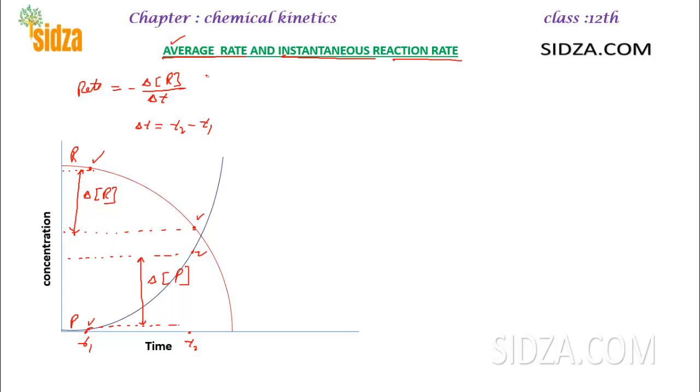Normally when you express the rate of reaction between two time intervals, it's an average rate. But instantaneous rate of reaction means the rate of reaction at a particular point. Suppose, what is the rate of reaction at this point A? What is the rate of reaction at this point B? So instantaneous reaction rate is basically the reaction rate at a particular instant of time. And when we want to calculate the instantaneous rate, we actually calculate the rate of reaction for a very small time period.